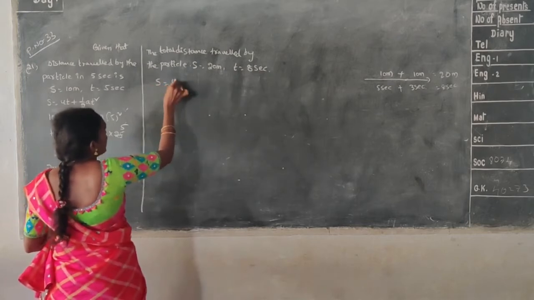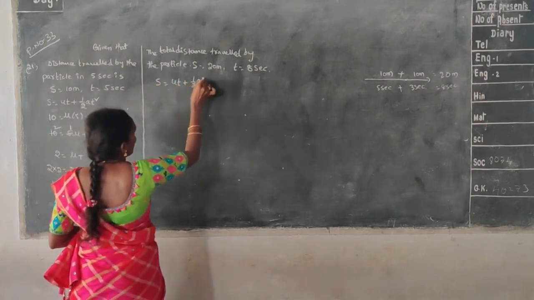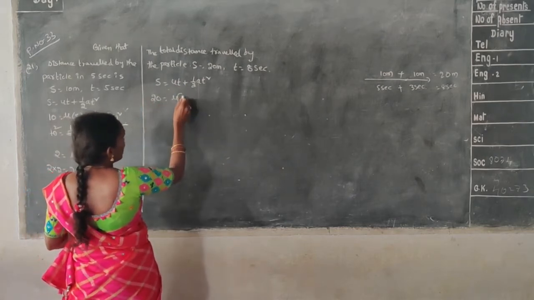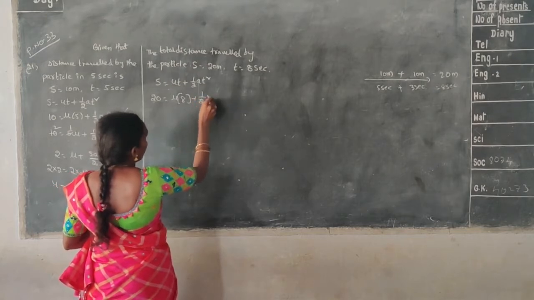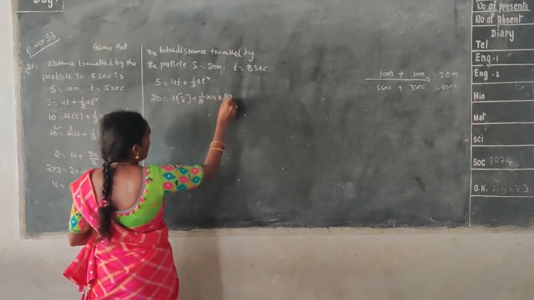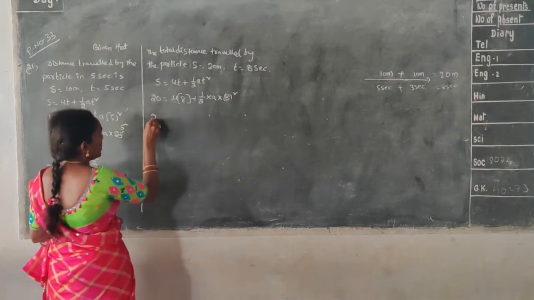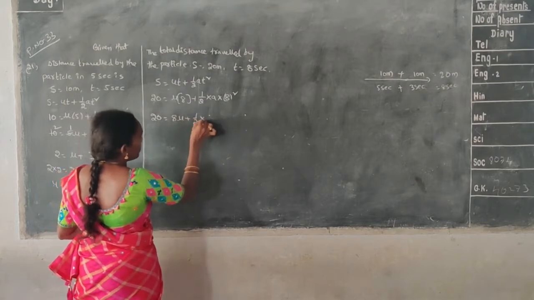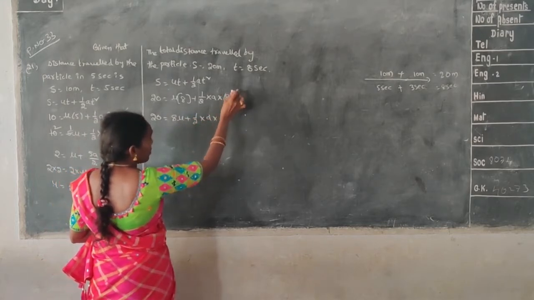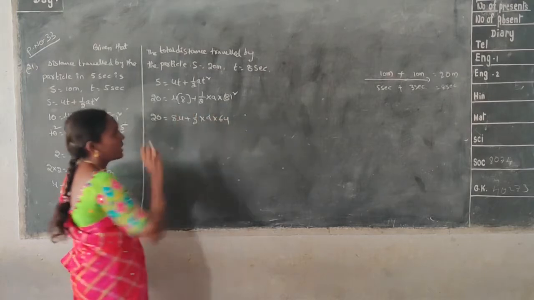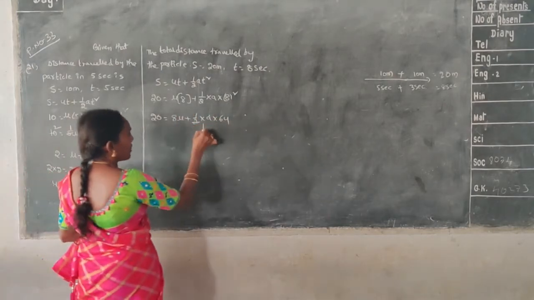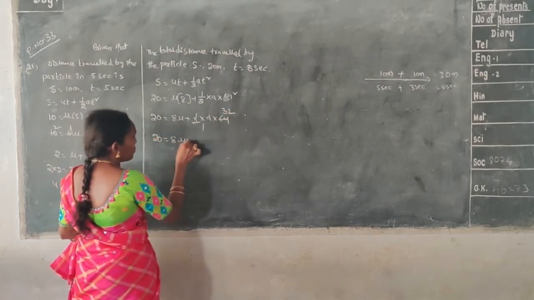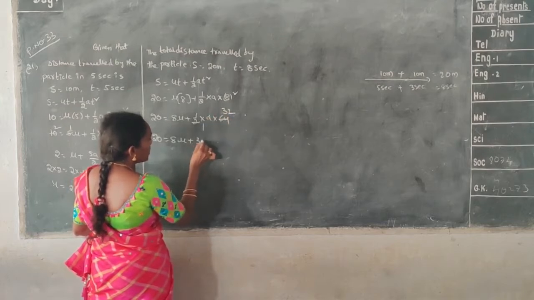We know very well S is equal to ut plus half at square. Here S means 20, u is the required value, and t is 8, so t square means 8 squared. So 20 is equal to 8u plus half into a into 8 square. 8 eights are 64, half of 64 is 32. This should be written as 20 is equal to 8u plus 32a.